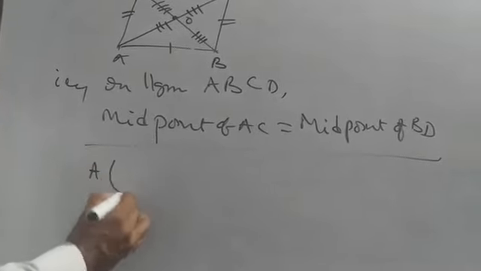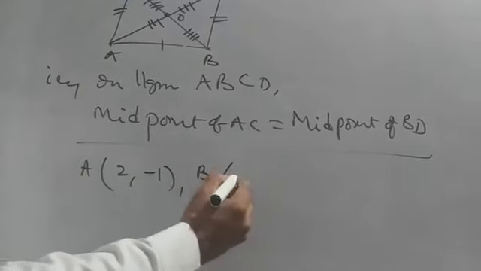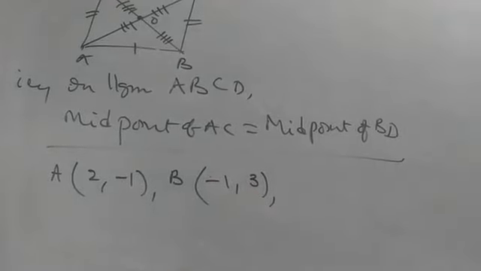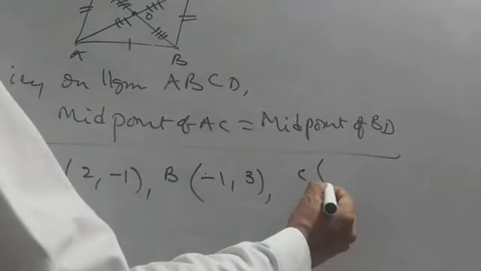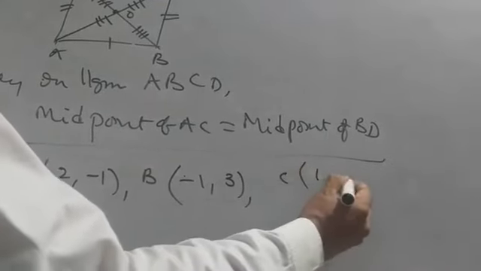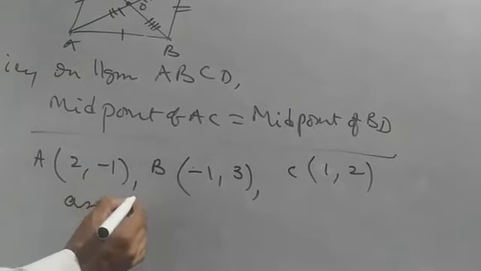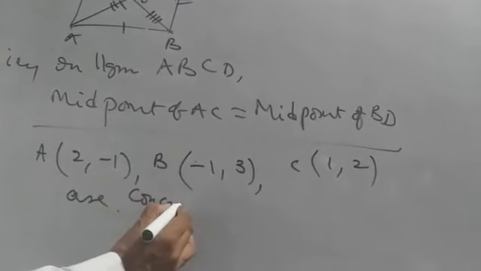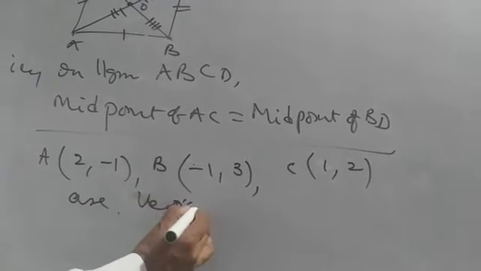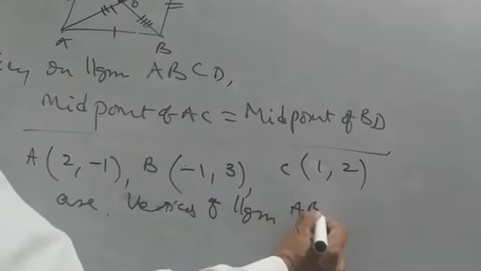A (2, minus 1), B (minus 1, 3), C (1, 2) are vertices of parallelogram ABCD.